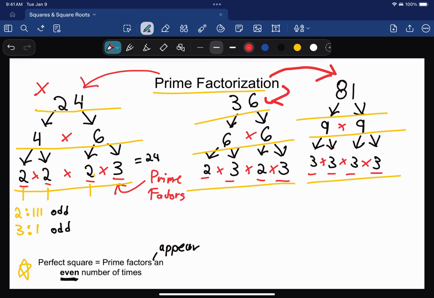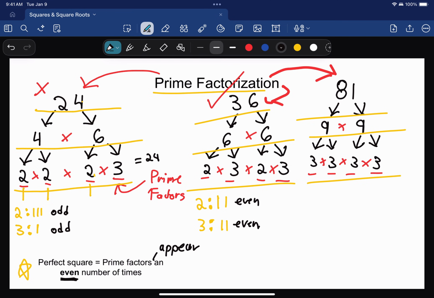Okay, let's check our next ones. So 36, we have 2, and it appears 2 times. So far so good, that's even. We also have 3, and that appears 2 times. So these are both even. Congratulations, 36, you are a perfect square. And we can see that it would be 6 times 6.